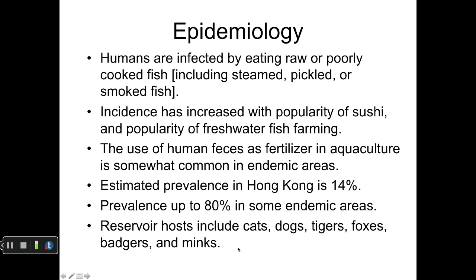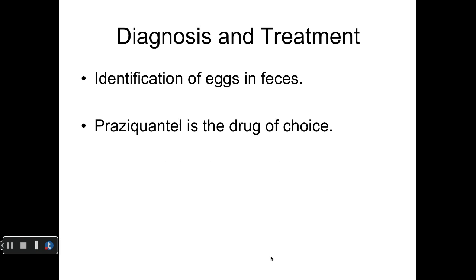And it turns out that there are some reservoir hosts that can play a role in this life cycle. Cats and dogs, minks, badgers, just depends on the region. So reservoir hosts can also contribute and keep this parasite cycle going, even if you break customs like using human feces in aquaculture.